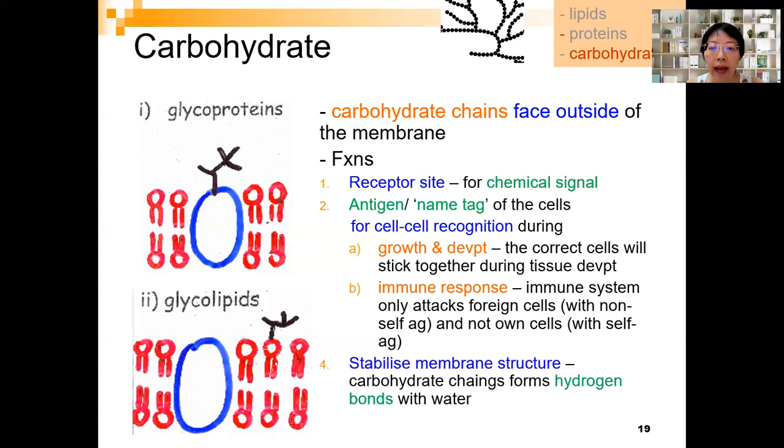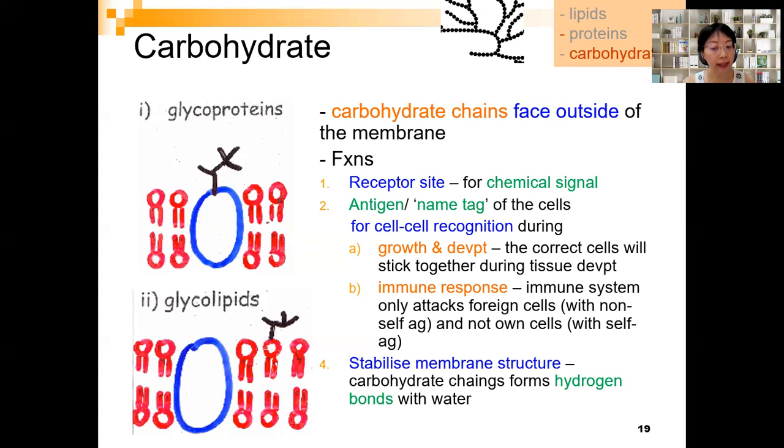And finally, stabilizing membrane structure. Carbohydrate chains can form hydrogen bonds with water molecules, and therefore it allows the membrane structure to be maintained. The hydrophilic part will be facing the water, and the hydrophobic part will still be facing inside. So the carbohydrate chain has a lot of sugar units with a lot of OH. The OH can form hydrogen bonds with water, so holding the membrane within the water, and maintaining the overall 3D structure of the membrane.